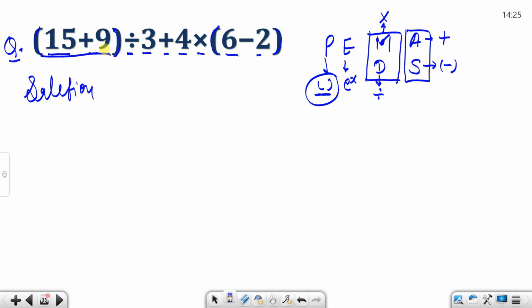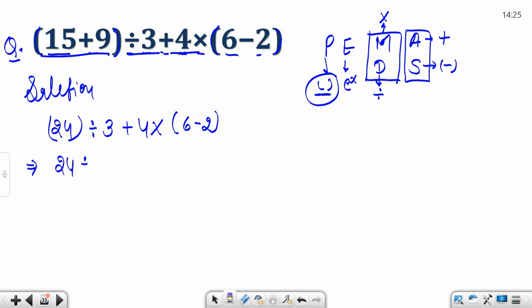If we solve 15 plus 9, it becomes 24. Divided by 3 plus 4 multiplied by, here inside the parentheses, 6 minus 2, parentheses close. Now let's further sort it out. 24 divided by 3 plus 4 times 6 minus 2. If we solve this bracket, 6 minus 2 becomes 4. Now let's solve further.